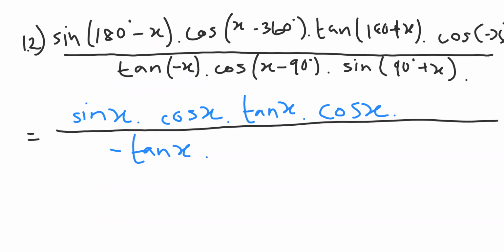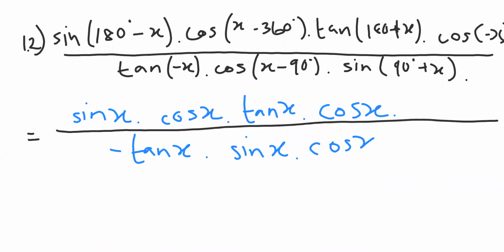Now, Mark, can you use cofunctions now to change this and that? And then tell me, are they going to be positive or negative? So cos of x minus 90, would that then be negative sine x? It is going to change to sine, but it's actually going to stay positive. And then sine of 90 plus x would just be cos x. Yes, that's just cos x.